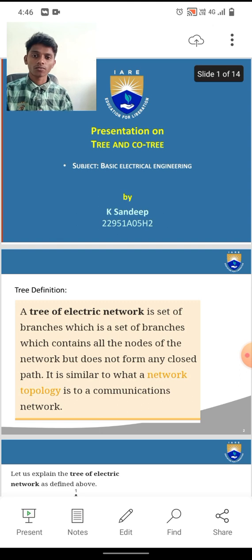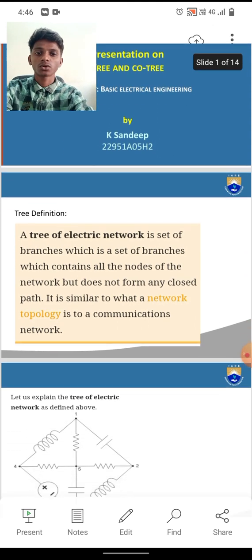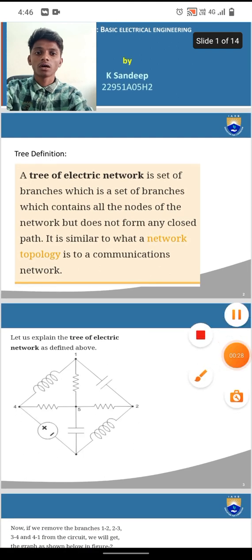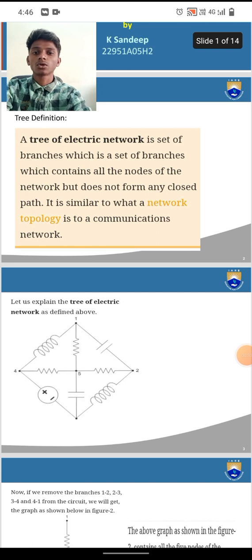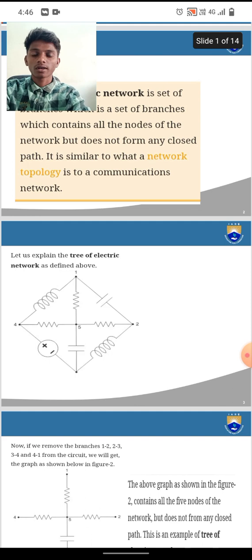First of all, we define the tree. A tree of an electrical network is a set of branches which contains all the nodes of the network but does not form any closed loop. It is similar to a communications network. We can see the diagram below of a tree of an electrical network.